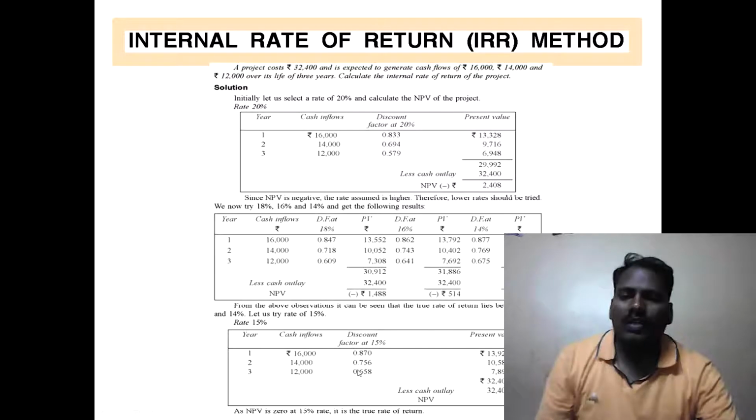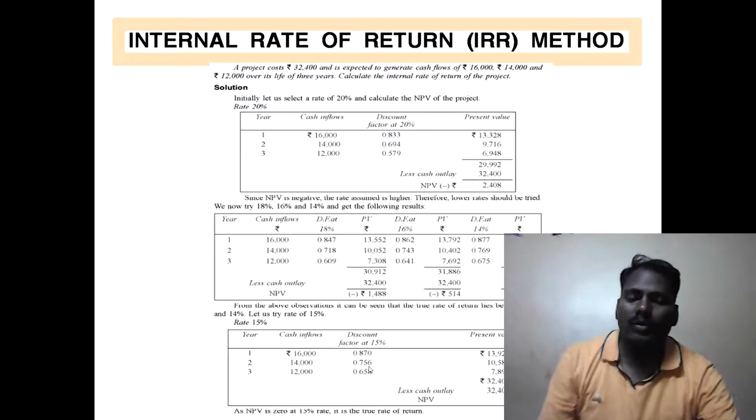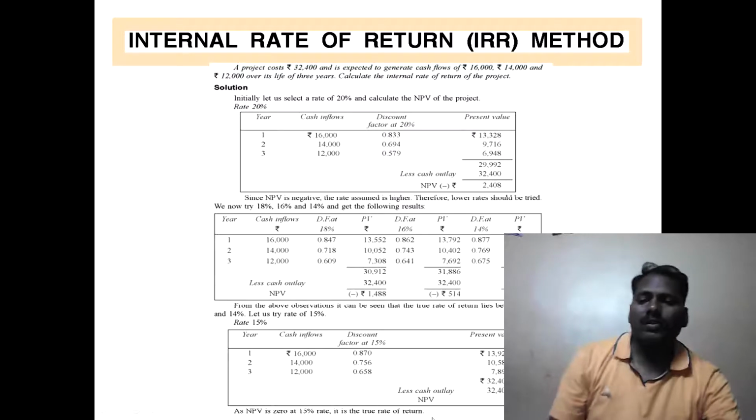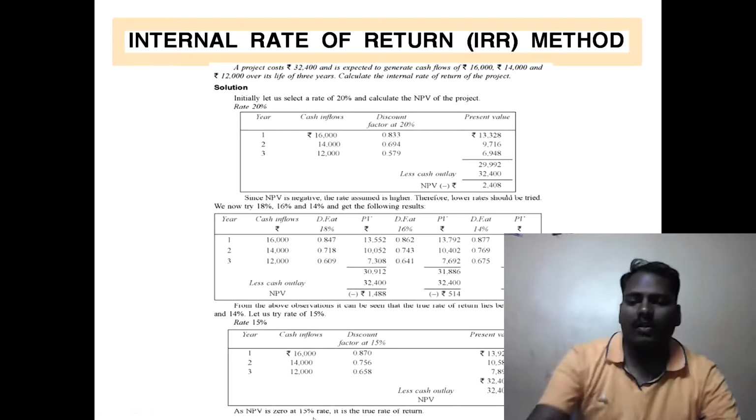So calculate the discounting factor considering interest rate as 15%, that is 1 upon 1.15 to the power 1, 1 upon 1.15 to the power 2 and 1 upon 1.15 to the power 3. Then multiply this discounting factor with the cash inflows. You can obtain the NPV: calculate the present value of all the cash inflows, subtract the cash outlay, that is 32,400 initial investment made at the start of the project, then NPV is equal to 0. Since NPV is 0, internal rate of return is 15%.